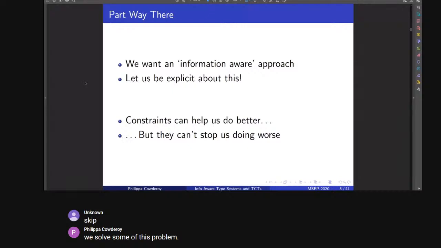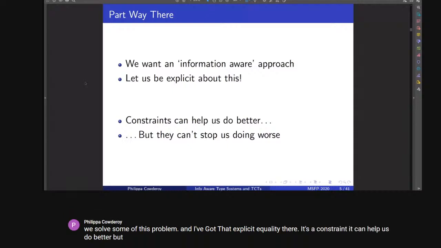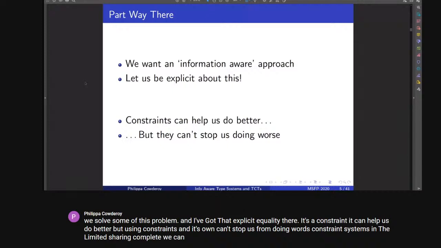And I've got that explicit equality there. It's a constraint. It can help us do better, but using constraints on its own can't stop us from doing worse. Constraint systems in the limit are incomplete. We can find a whole infinity of ways of confusing ourselves.